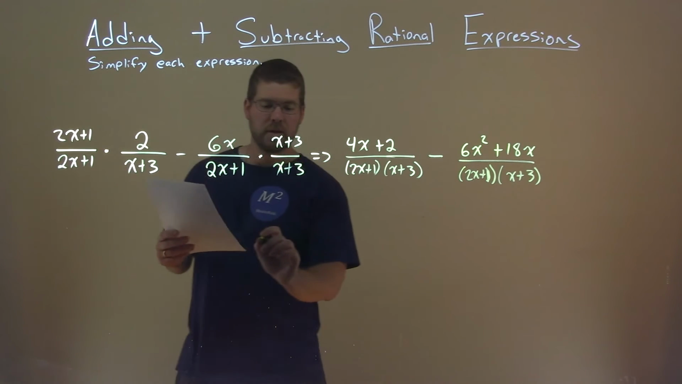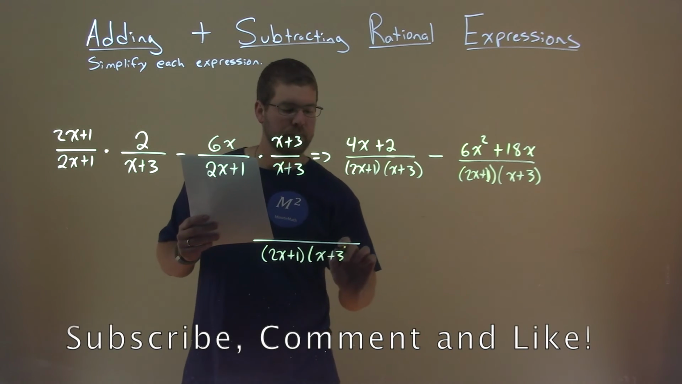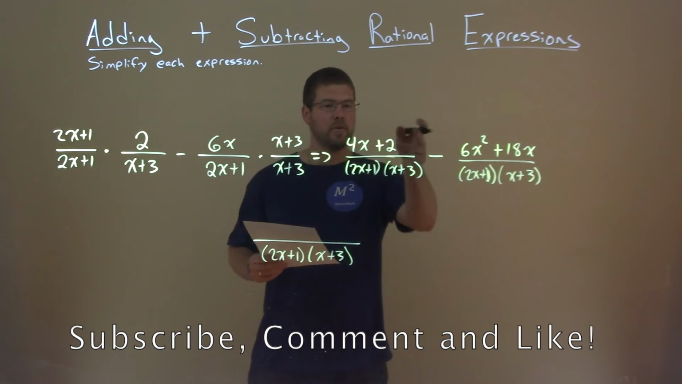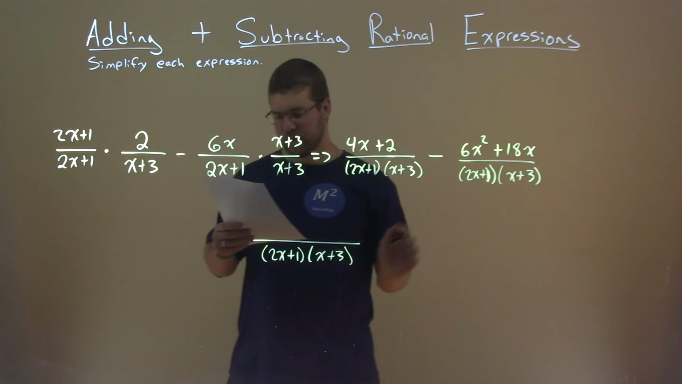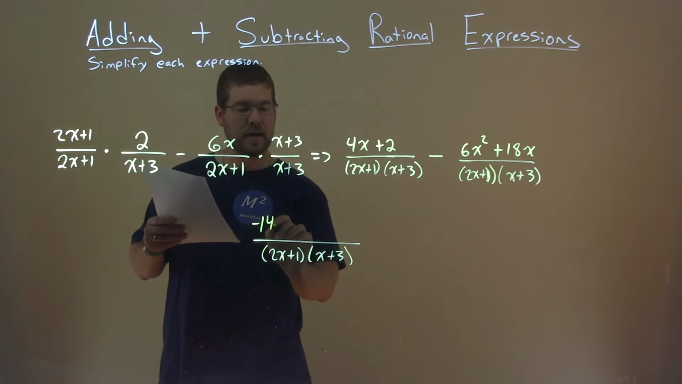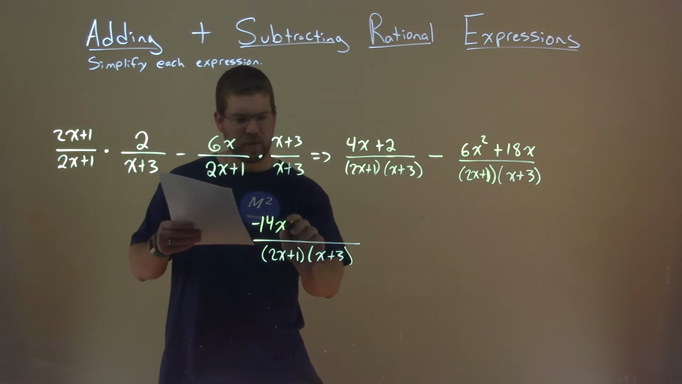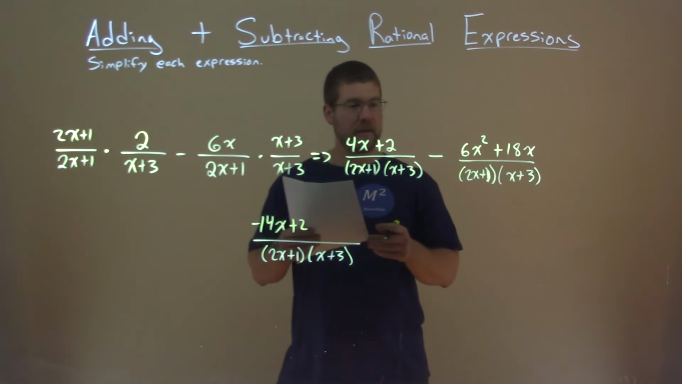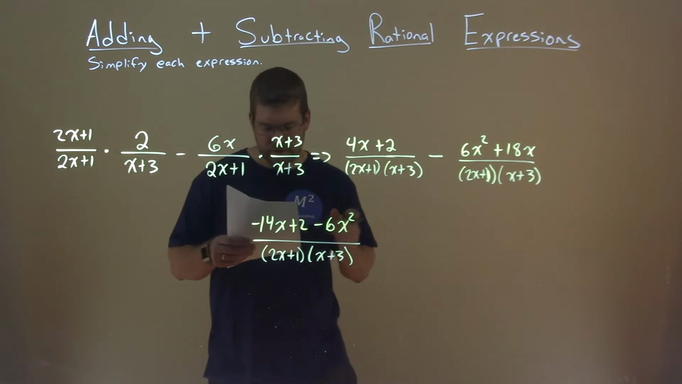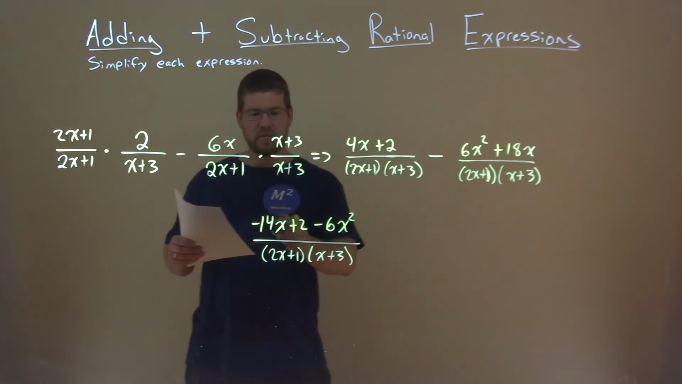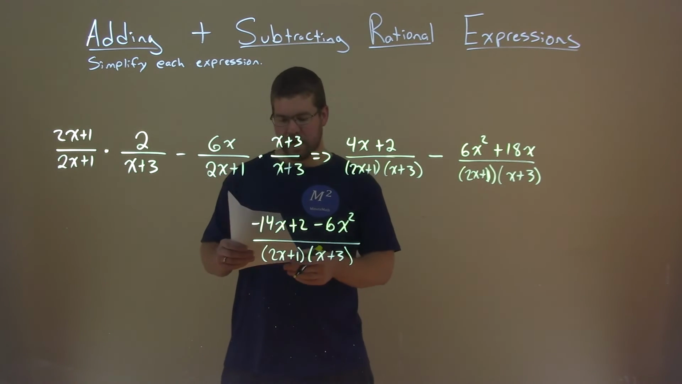Well, we now have a common denominator here of 2x plus 1 times x plus 3. We can combine this fraction, and let's add the numerator. Well, 4x minus its like term 18x is a minus 14x. 2 doesn't have a like term, so let's just bring it down. We plus a 2 right here. And lastly, we have a minus 6x squared. Now, you can rearrange that if you want, but we're pretty much done here. Our final answer is negative 14x plus 2 minus 6x squared over 2x plus 1 times x plus 3.